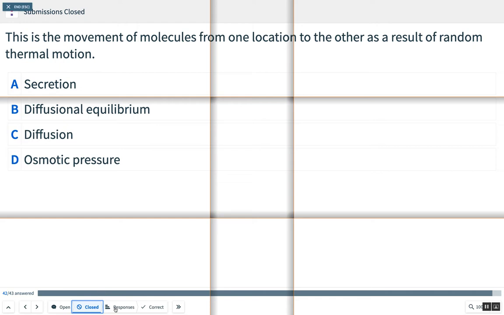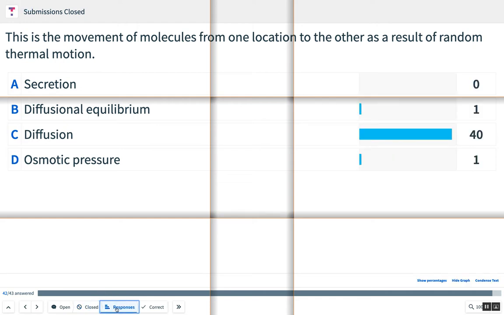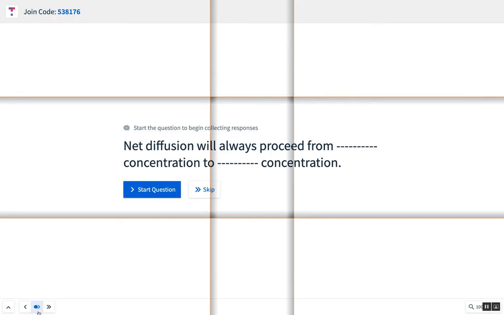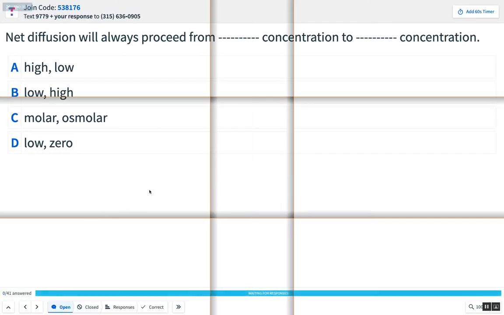All right, so the correct answer is diffusion. This is the definition of diffusion, so good job. Most of you got that right. I know it's early. But let's see how you do on the second question. This one says, net diffusion will always proceed from blank concentration to blank concentration. Like I said, pretty easy, just jogging our memory. It's like our workout at the gym. This is our warm-up. Will net diffusion always proceed from high concentration to low concentration, A? Or from low to high? Or from molar to osmolar, or from low to zero?